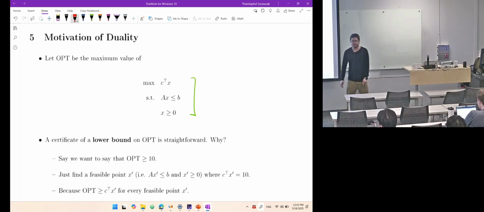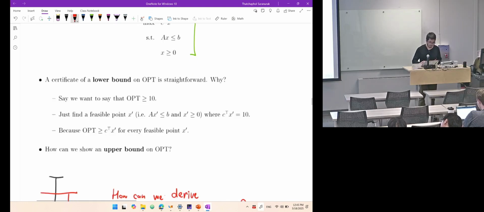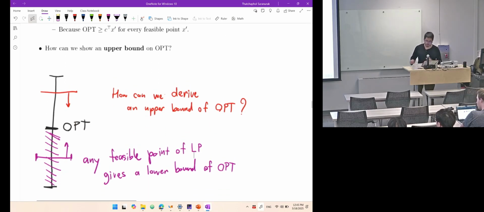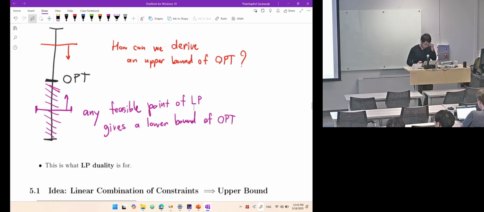What if I want some easy certificate for the upper bound of opt? That's my next question, and that's the motivation for the dual. How can we show an upper bound of opt? Any feasible point of the LP will give some lower bound for opt. How can we find some upper bound for opt, and how can we verify that easily? This is what LP duality is for.